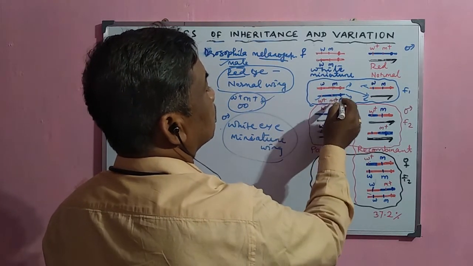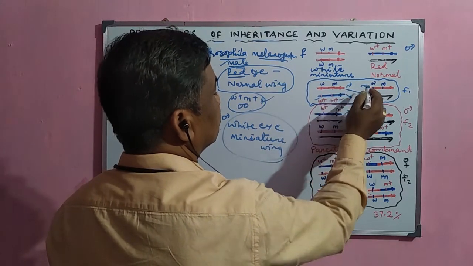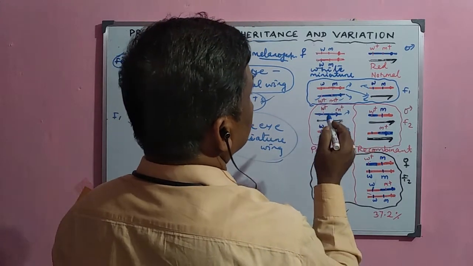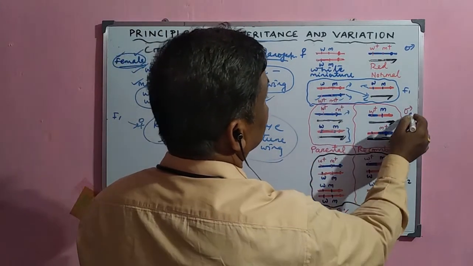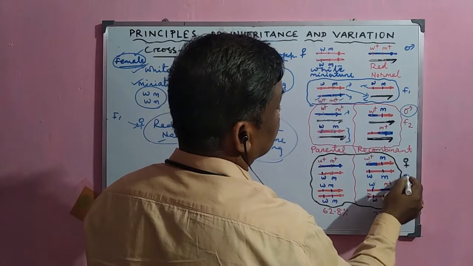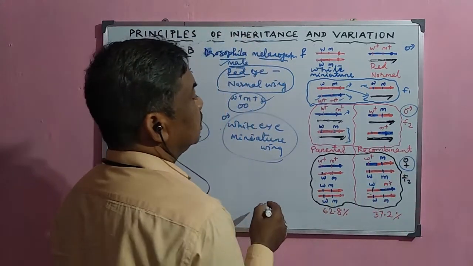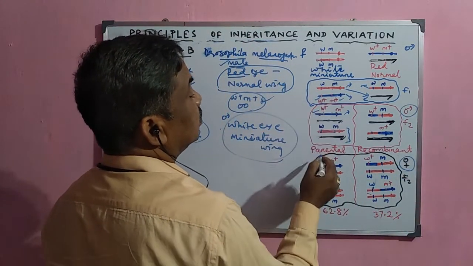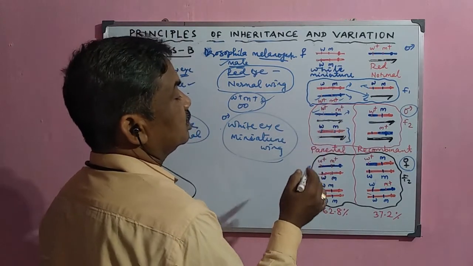Now when this WM with WM, okay. So that is why first we shall consider the male one, then we shall consider the female one. Now in case of male, there are two types of combinations we observe.